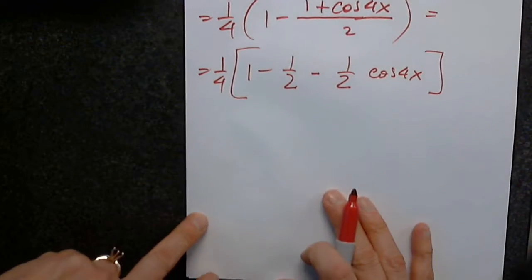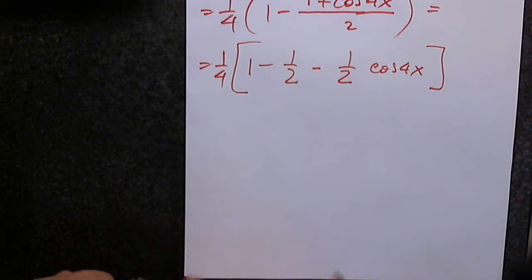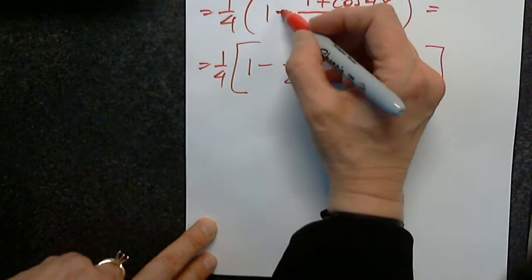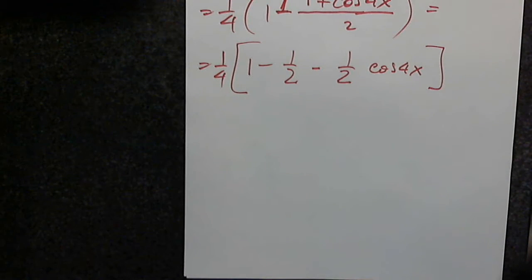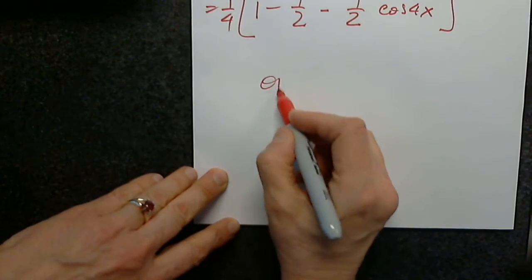Why wouldn't it be plus half cosine 4x? Because you have a minus in front, and the minus has to be distributed to both terms. You cannot just distribute it to the 1. So if you separate it into 2 fractions, 1/2 plus cosine 4x over 2, you still have to distribute the negative sign.